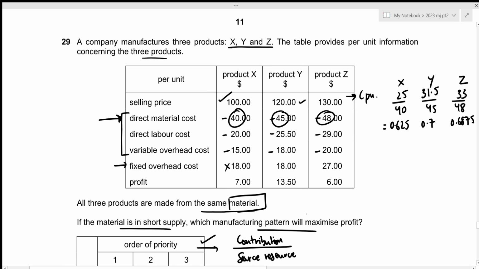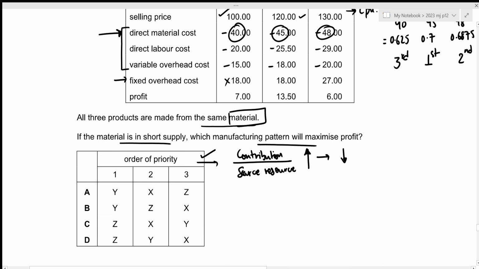And the order of priority, we go towards higher to lower. So we can see that the highest is for product Y, so that will have our first priority. Then the second highest is Z, so that will have our second priority. And the last one is X. So we're just looking for Y, Z, X. That is given in option B.